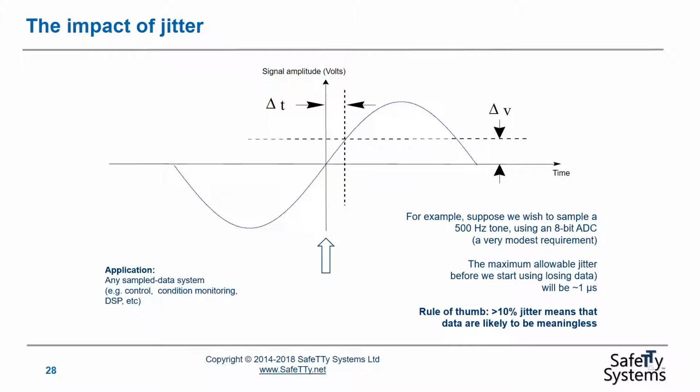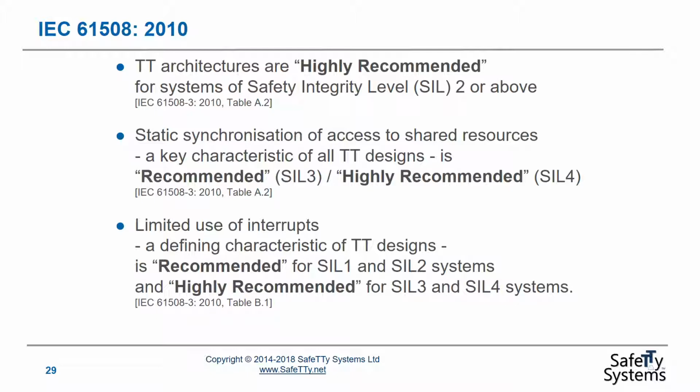So one of the advantages and one of the reasons why TT architectures are employed is that they allow us to have very precise control of timing behavior for key tasks when this is required, and that can allow us to control jitter in a manner that can often be very useful in many data monitoring, data acquisition, and control applications. One of the consequences of this is that in the influential international safety standard IEC 61508, use of TT architectures is highly recommended for systems at safety integrity level 2 or above.